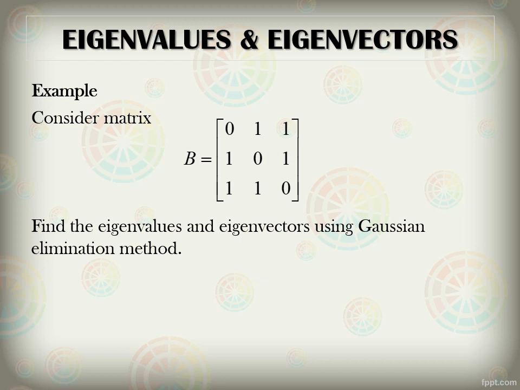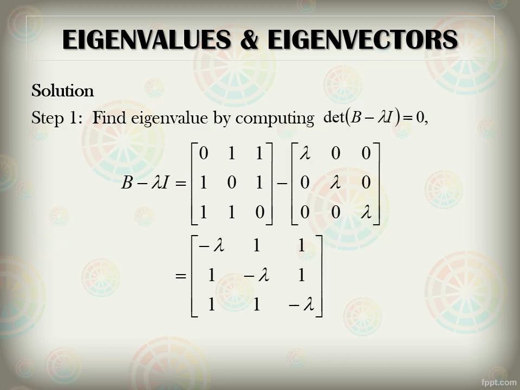Okay, next for the second example, let us consider this matrix B. Let us find the eigenvalues and the eigenvectors by using the GEM method. So we will apply the same method as we did before. First, we need to find the eigenvalues by finding the determinant of matrix B minus lambda I.